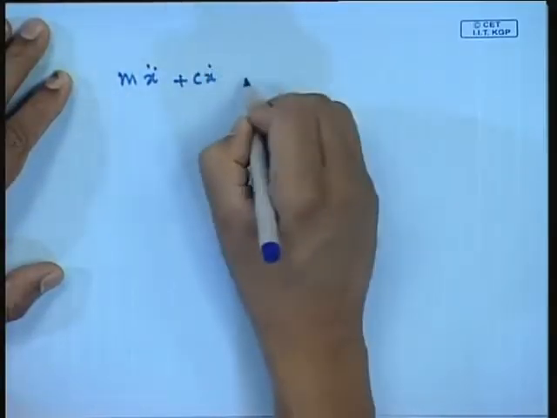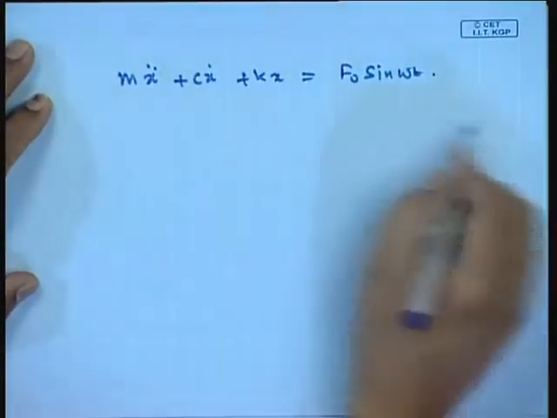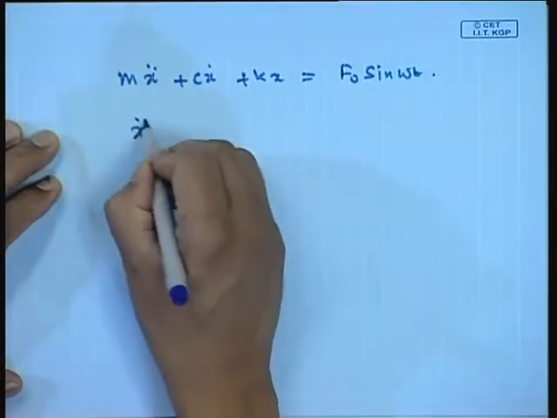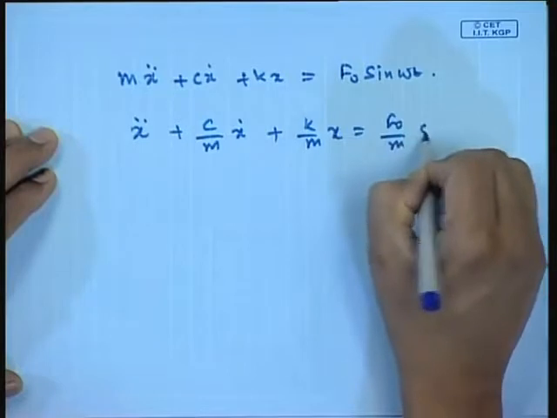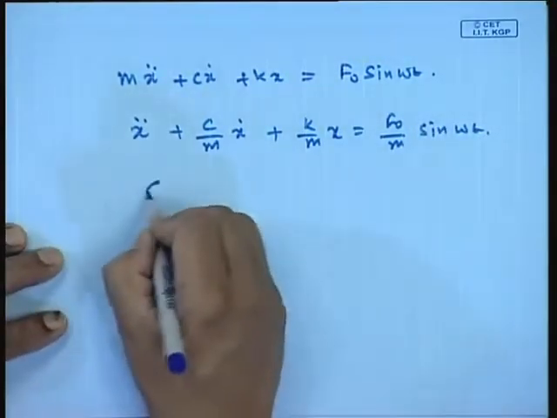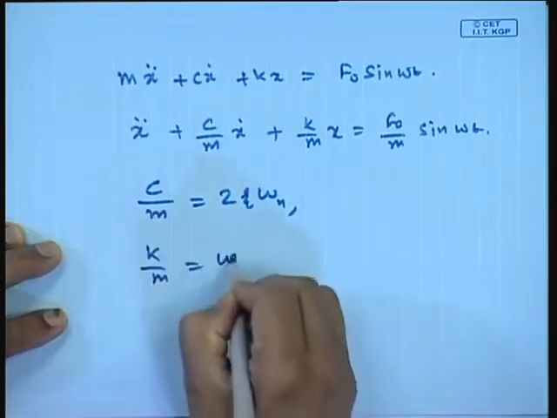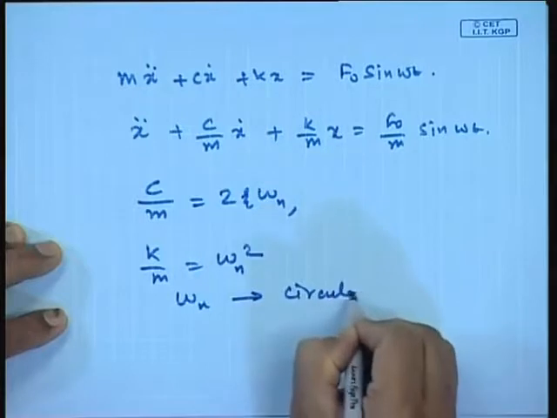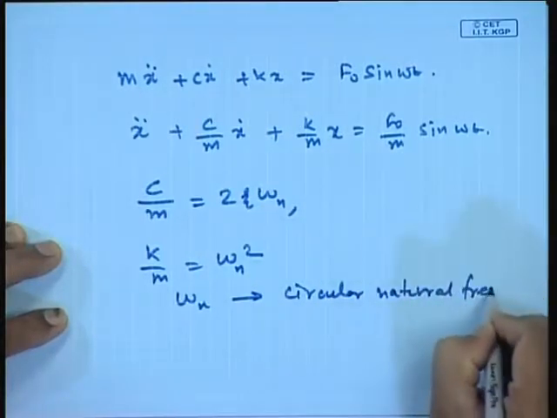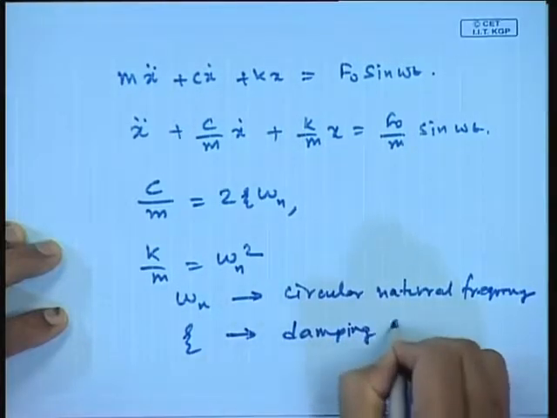So, to this equation of motion, if I divide both sides by m, I will end up with, and then I will denote two new terms: k by m as omega n square, where omega n is the circular natural frequency, and zeta is the damping ratio.